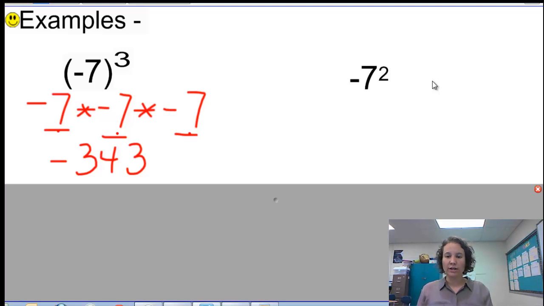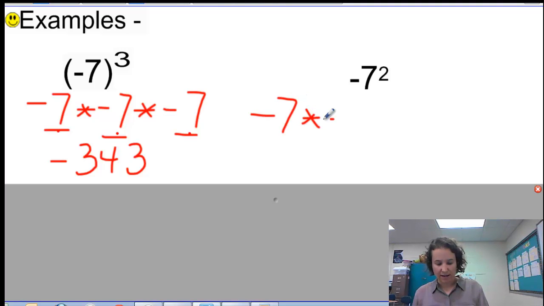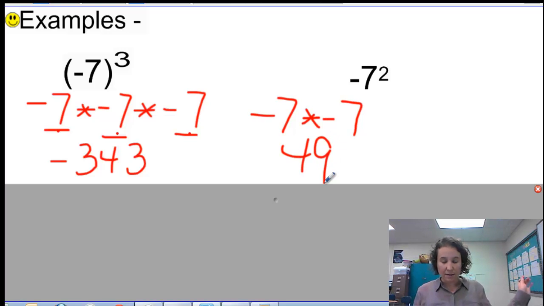Now, if you look in your book, your book is going to tell you to take 7 times itself twice, so 7 times 7, which is 49, and then make it negative because of this first negative sign right here. A lot of people would still consider this to be equal to -7 times -7, which would be a positive 49. So there's some disagreement about whether this expression here is positive or negative.